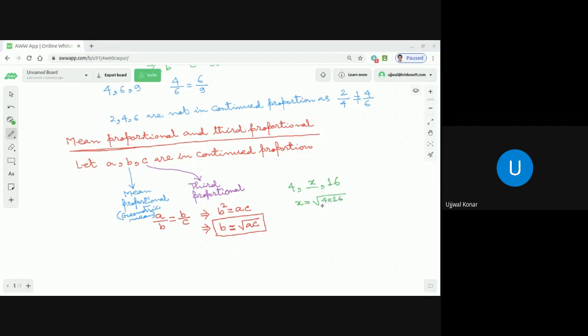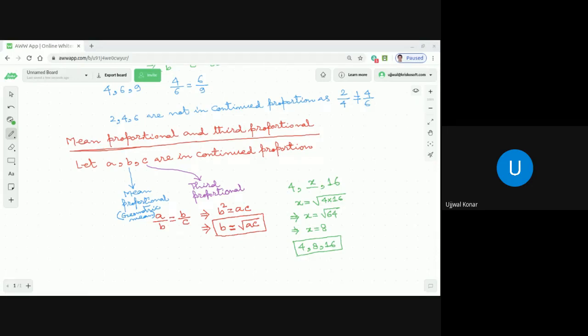Correct or not? Yes. So from here what we can get? x is equal to square root of 64. So that is x is equal to 8. So what three quantities did we get? 4, 8 and 16. 4, 8 and 16 are in continued proportion because 4 by 8 is equal to 8 by 16. Correct or not? Yes, sir. Absolutely clear. Okay, great.